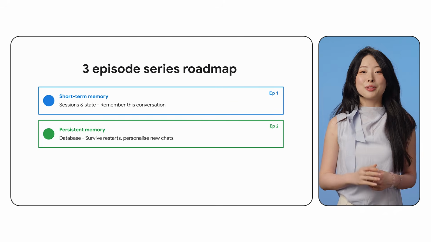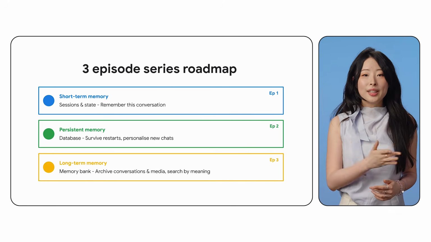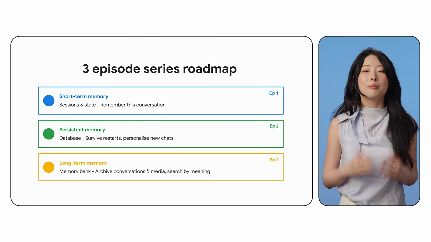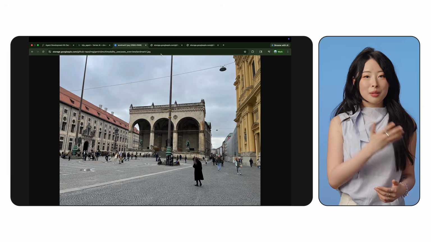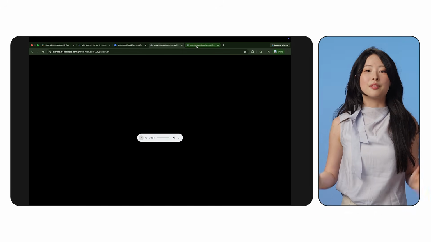In the third episode of the series, we will build a long-term memory. We will use Vertex AI Memory Bank service so that the agent can remember facts from past conversations, even from images, video, and audio, and automatically recall them with the preload memory tool. By the end of the series, you will know how to build AI agents that remember the conversation and past experience across time and media.